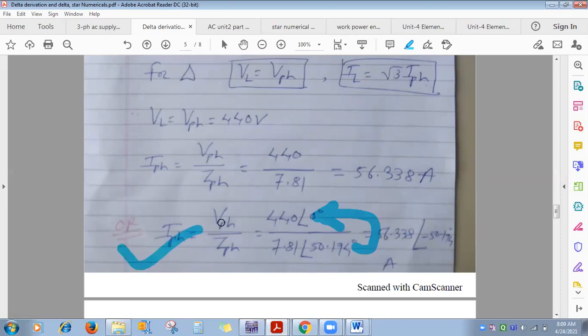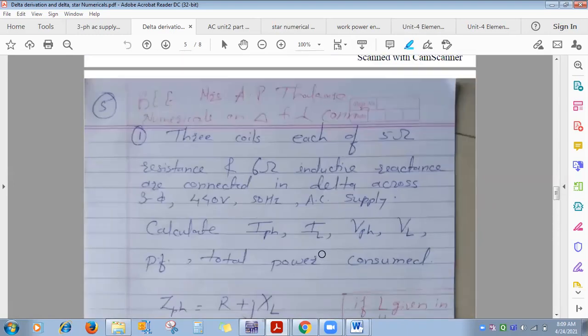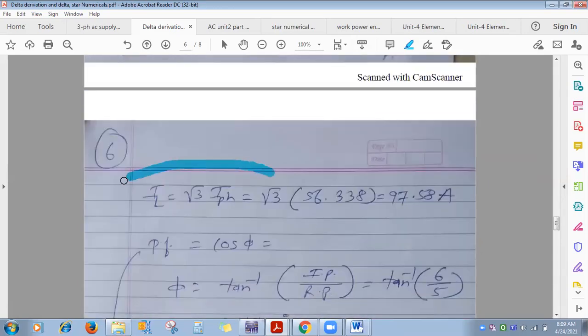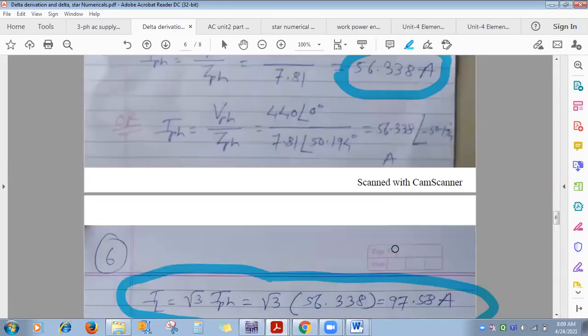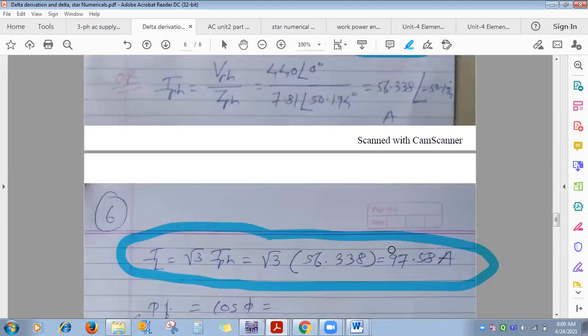Yes, current can you calculate? If options given to you are only in terms of magnitude, use this. But if magnitude and angle, use this. Next is what? IPH we got. Now you know IPH. Can you calculate IL? We know for delta, what is the relationship? IL is √3 times IPH. So using that directly, IL value you will get, isn't it? Now, up to IL, everyone got? Any difficulty with this?